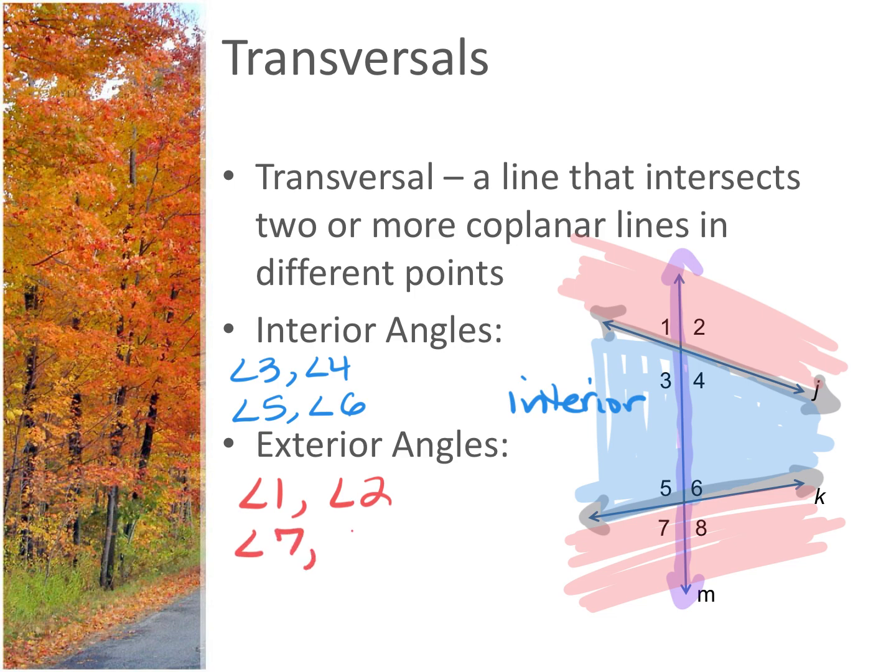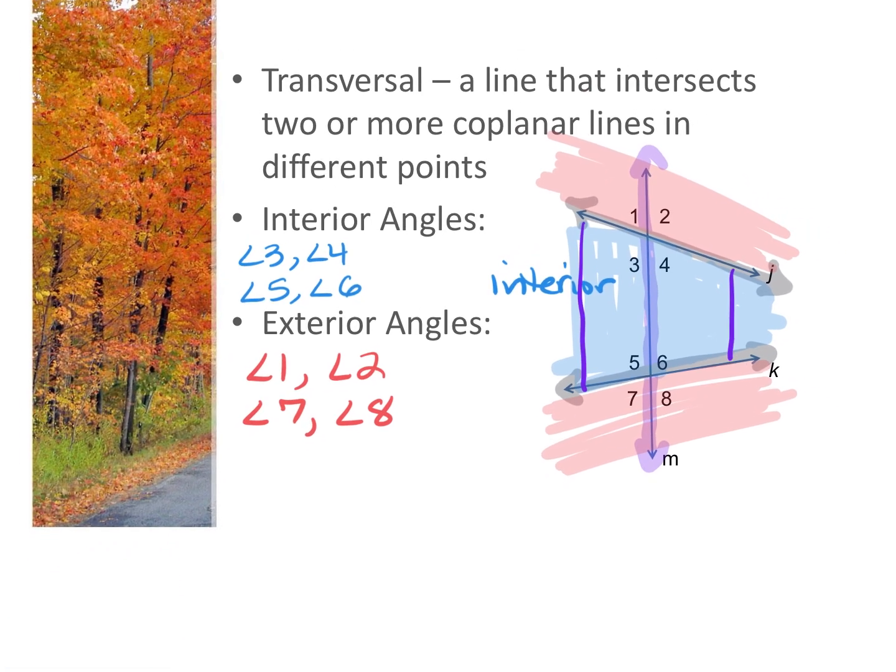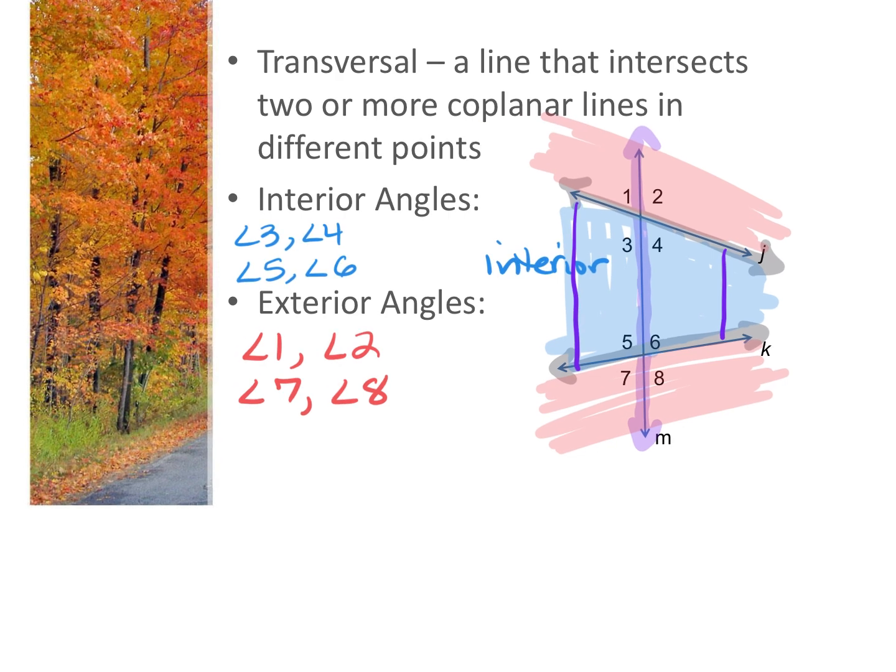If it helps you to draw a box and close them in, you could close this up and say, this is my inside section here. And then the other part would be the outside or the exterior. Transversal doesn't necessarily have to be drawn vertically. It could also be drawn horizontally. So for example, I could draw my transversal going horizontally. This is my transversal M. And then I can draw my 2 coplanar lines, J and K.